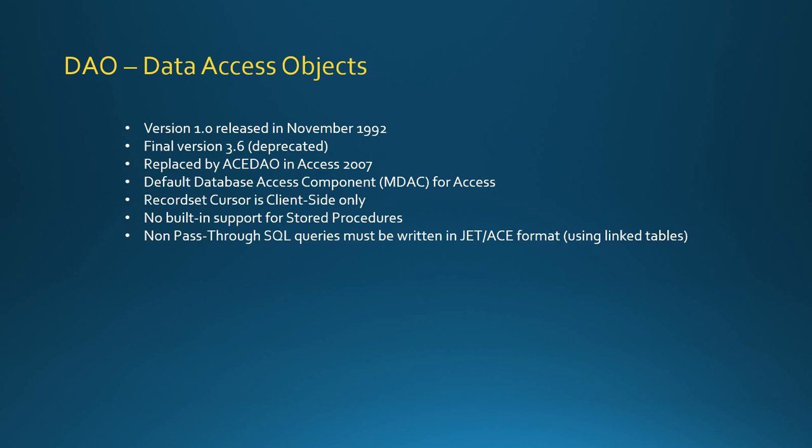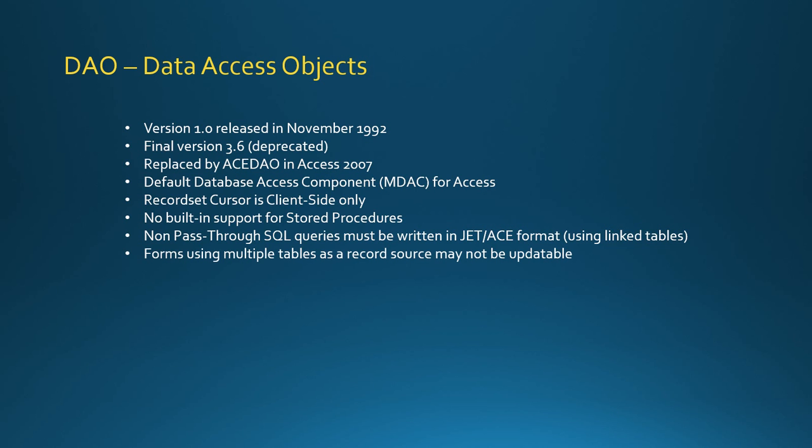Non-pass-through SQL queries must be written in JET-ACE format. So the syntax is strictly the Access SQL query. If you're going to be using linked tables, that just means that the SQL query language we went over in the basic series is the same query structure, the SQL syntax, that you're going to need with your linked tables. So the native SQL language is not used when you're dealing with linked tables. Anything that's non-pass-through, you're just going to have to know you use the JET-ACE syntax.